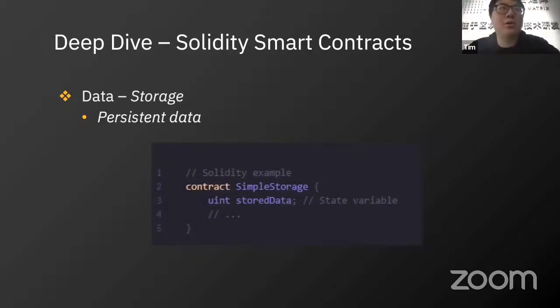The first one we want to talk about is storage. Storage is basically persistent data. It is represented by state variables, and these values get stored permanently on the blockchain. Which means that when you declare this stored data and assign a value there, it's on the blockchain forever. That's why behind this data you need to pay extra gas fee, because you are using the node's storage space.